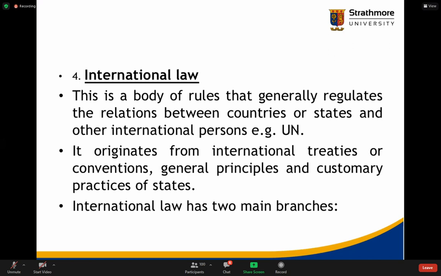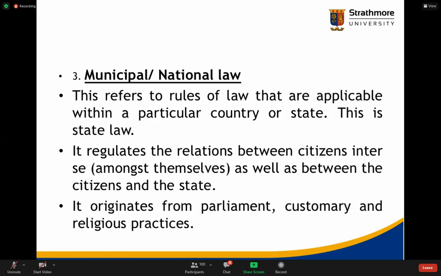So national laws are laws that apply within a particular country, within a particular state. It refers to rules of law that are applicable within a particular country or state, also called state law. It regulates the relationship between citizens inter se, or amongst themselves.